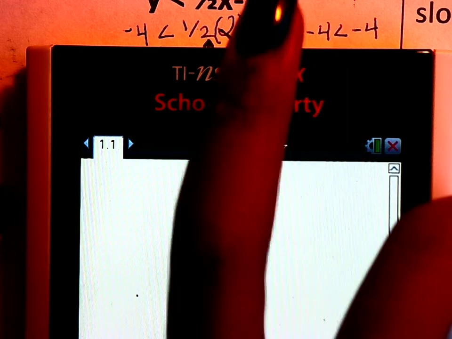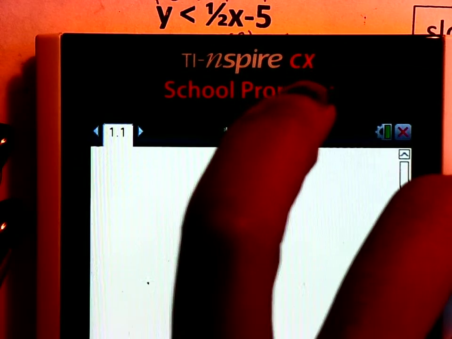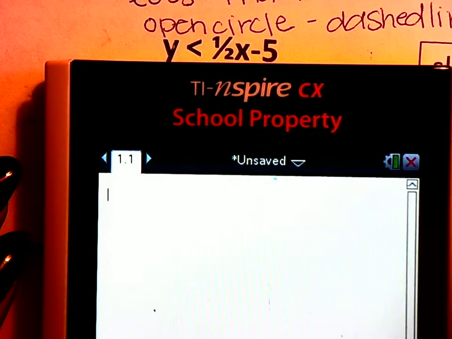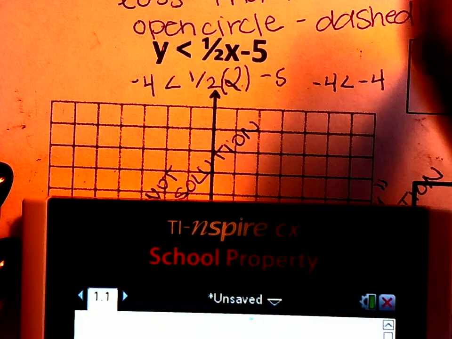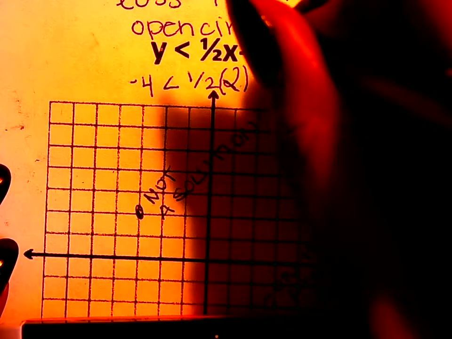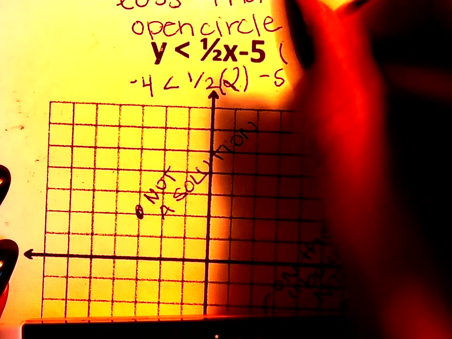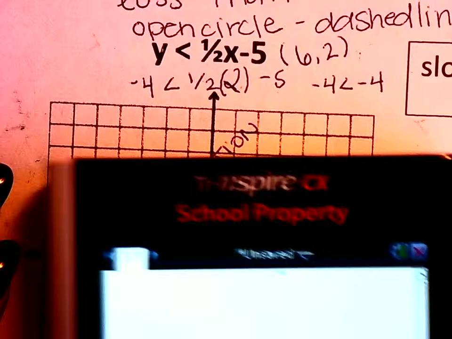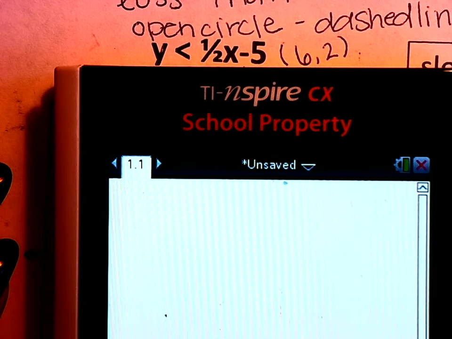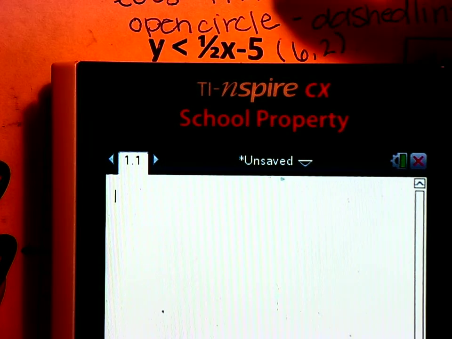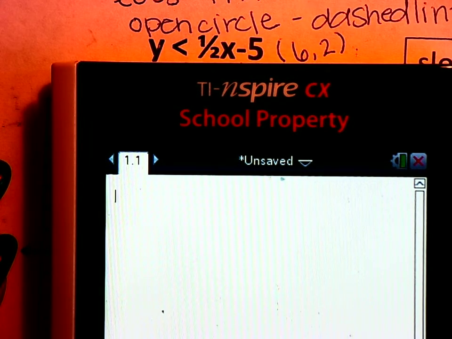Okay? So, let's say we're looking at this equation. Y is less than 1/2 x minus 5. And I want to plug in, let's just double check and see if the point, I don't know, 6, 2, is a solution. Okay? And how can we do this? What is 6? X or Y? And what is 2? Y. So we're going to plug those numbers into our equation. It says Y, but what are we going to type instead of Y?